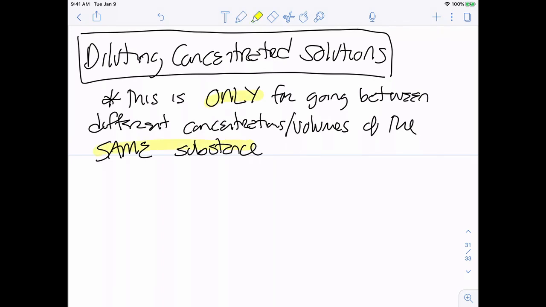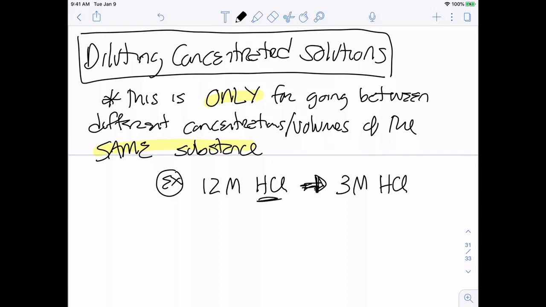Same only. For example, if I'm going from a 12 molar hydrochloric acid solution, and let's say we need a 3 molar hydrochloric acid solution, and this isn't a reaction arrow, it's just a going-to arrow, we're going from HCl to HCl, so the same substance. If you're doing a problem where you have to go from HCl to something that's not HCl, then this is not how we want to do it. So again, diluting concentrated solutions is literally just for doing that.